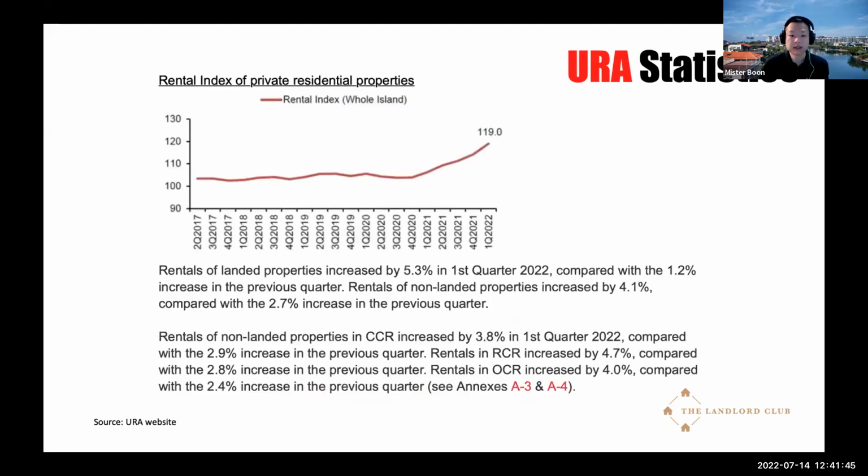Second, this is the index for private residential properties. Landed has gone up a fair bit. For non-landed in the CCR, RCR, all of these have gone up. All these statistics can be found on the URA website. The latest one for the second quarter this year will be released next week or the week after, so you can see the latest for the second quarter. Look out for that. You need to know the supply and how the market is performing, so that you can make a better choice when you need to decide whether to rent it out or increase the rent.